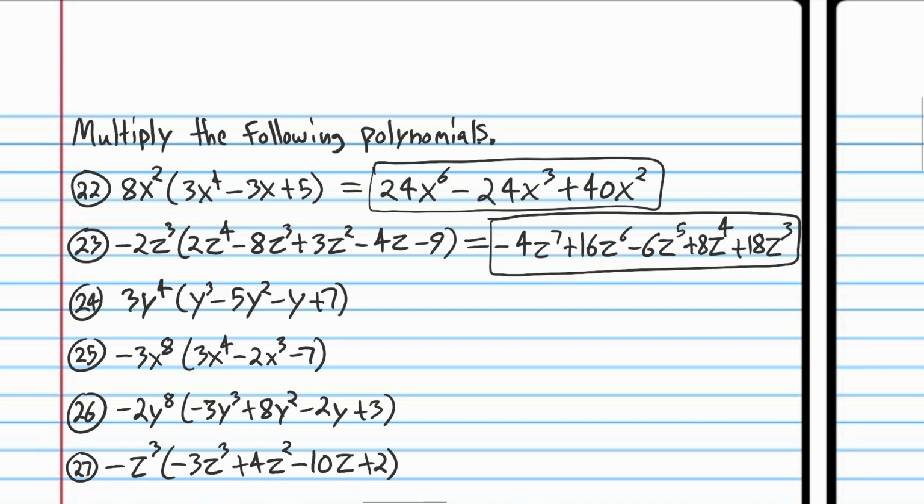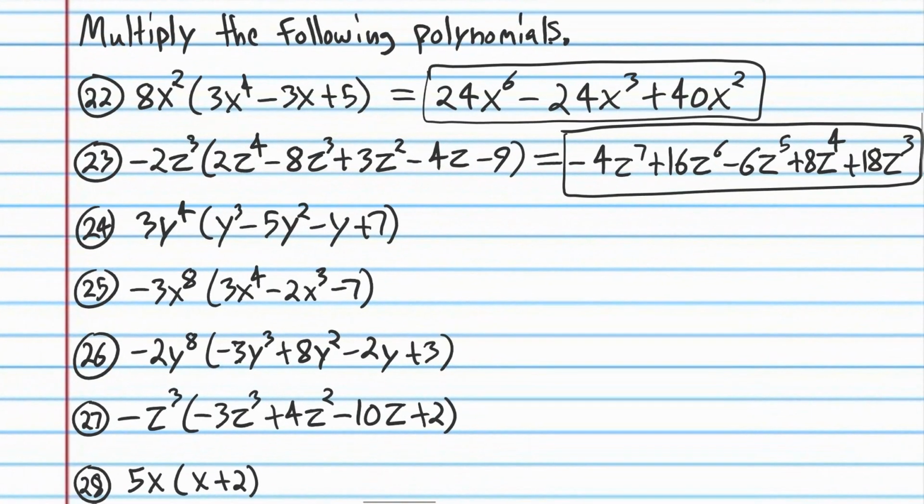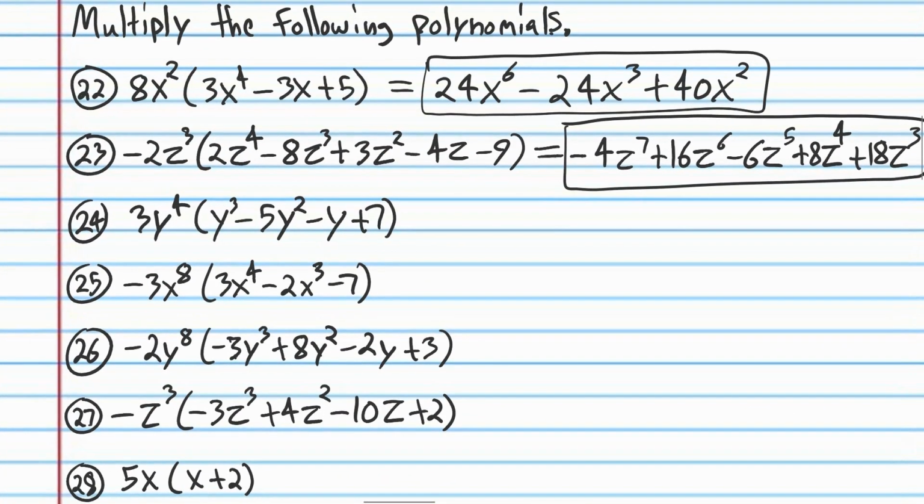So again, we're adding powers on the variables, and we're just multiplying the coefficients. Remember, the term in front of the letters is called a coefficient. So if you'd like to try the next one, you can go ahead and try the next one. So attempt number 24, and when you come back, we'll do it together.